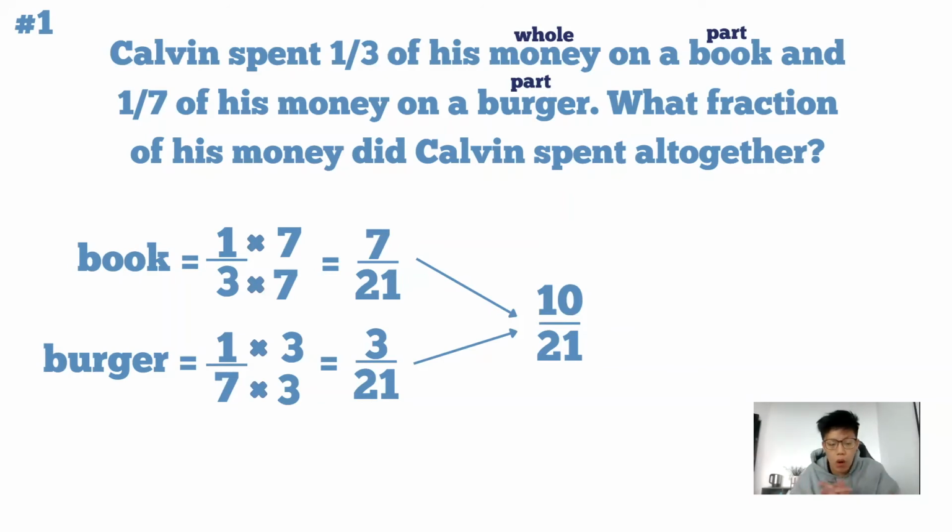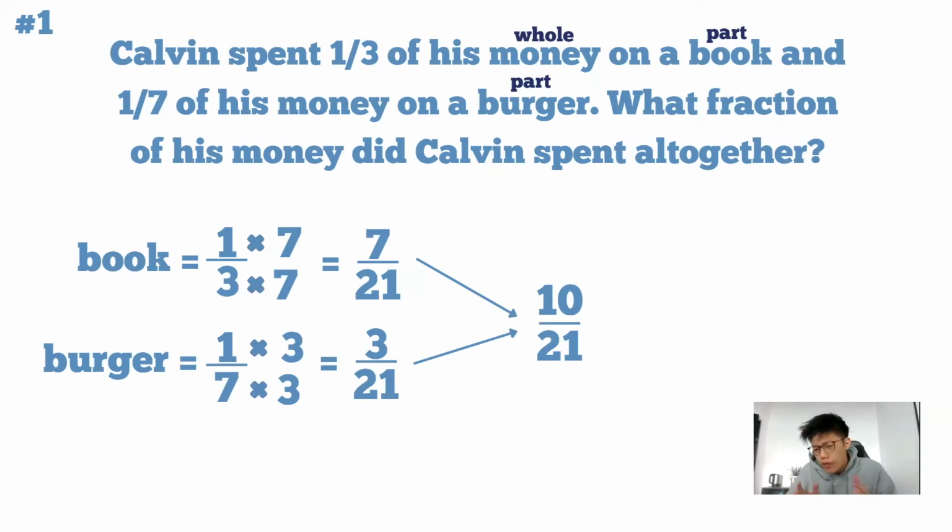So what will I get for book? I will get 7 over 21. What will I get for burger? I will get 3 over 21. And when I am done with that, I can read the final sentence. What fraction of his money did Kevin spend altogether? So he did not spend all of his money. He only spent 7 over 21 on a book, 3 over 21 on a burger. And that is the reason why, if I want altogether, the word altogether should prompt you to think of the equation plus. And that's the reason why we get 10 over 21 for the answer.